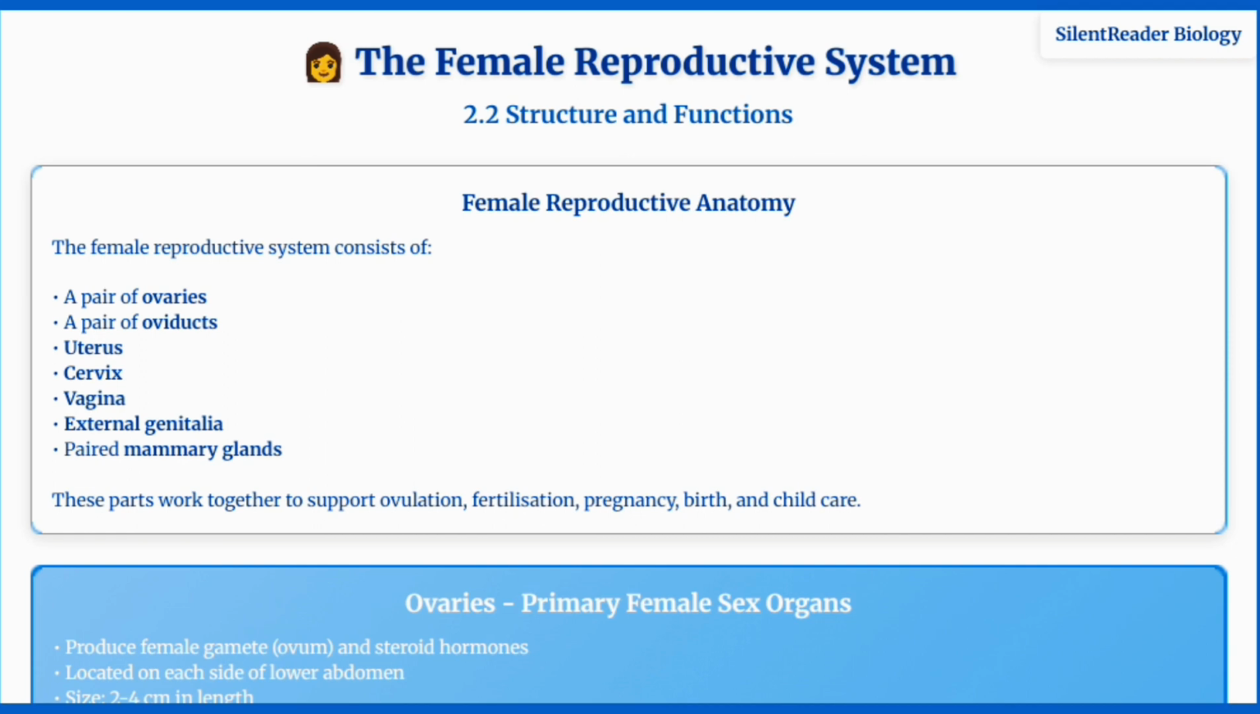The female accessory ducts include the oviducts or fallopian tubes, uterus, and vagina. Each fallopian tube is 10 to 12 centimeters long, extending from the ovary to the uterus. The part closer to the ovary is the funnel-shaped infundibulum with finger-like fimbriae that help collect the ovulated egg. The infundibulum leads to the wider ampulla where fertilization typically occurs, followed by the narrow lumened isthmus that connects to the uterus.